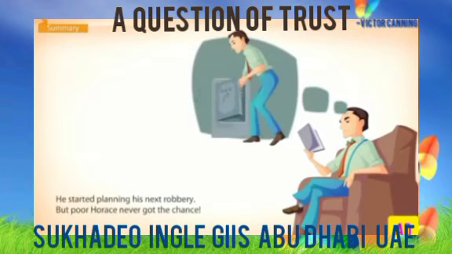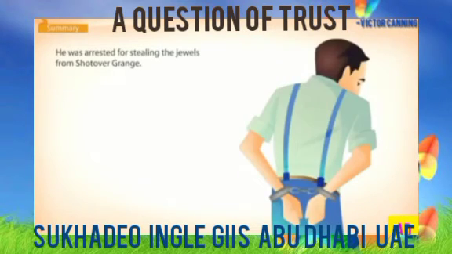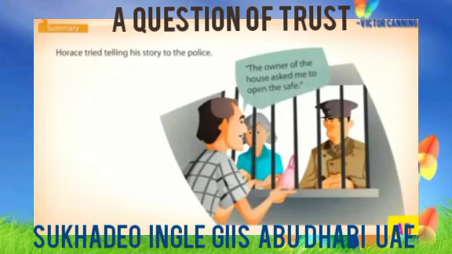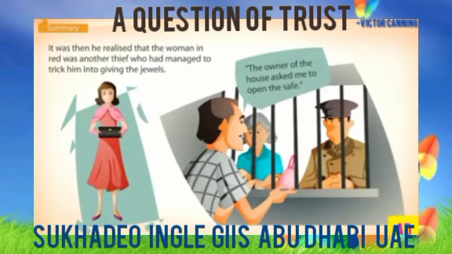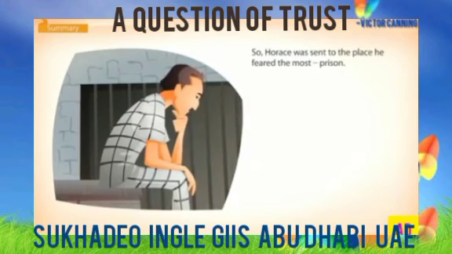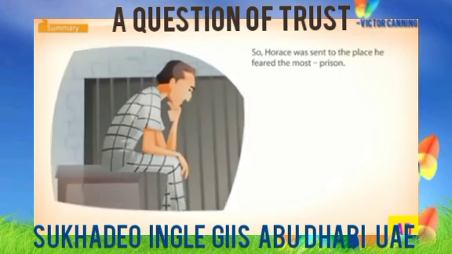He started planning his next robbery, but poor Horace never got the chance. He was arrested for stealing the jewels from Shotover Grange. He had quite carelessly left his fingerprints all over the safe. Horace tried telling his story to the police. It was then he realized that the woman in red was another thief who had managed to trick him into giving the jewels. The real lady of the house had never even heard of him. So, Horace was sent to the place he feared the most, prison.